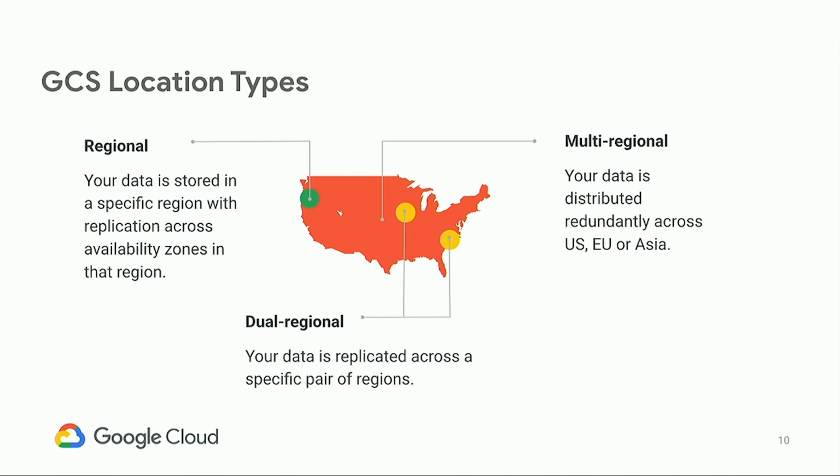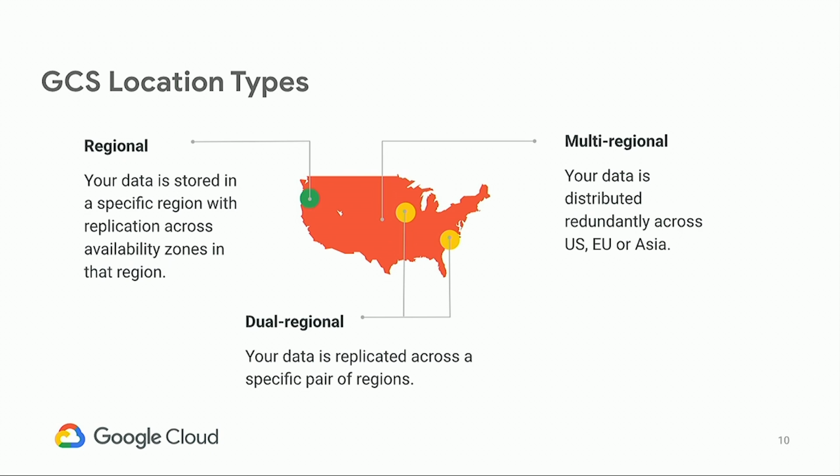GCS offers 3 different location types. There's what's called regional storage, and that's where your data is stored redundantly within one of our cloud regions, across availability zones within that region. And that's really good for analytics data. Regional storage is a great way of ensuring that your data is co-located with your compute, so you can get really high bandwidth access to your data within that region.